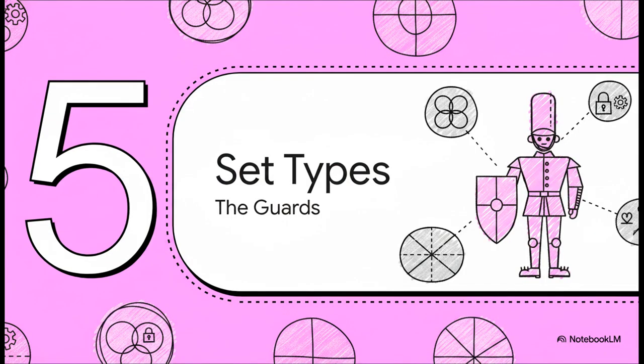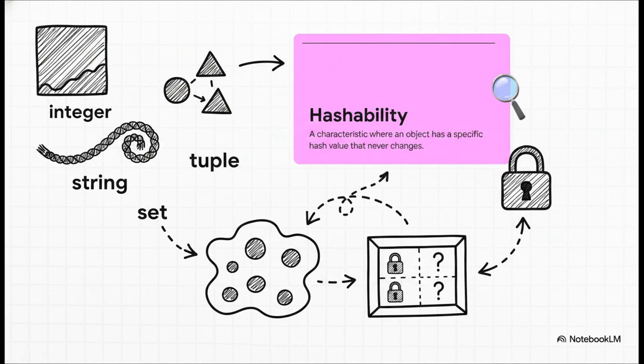Section 5. The guards. Set types. To finish our tour, we encounter the royal guards, sets and frozen sets. These are specialized collections used for rigid testing and math. But to really understand sets and to fully understand dictionary keys from our last section, we have to grasp one final concept, hashability. This is absolutely critical.